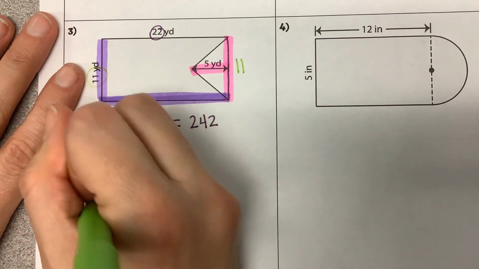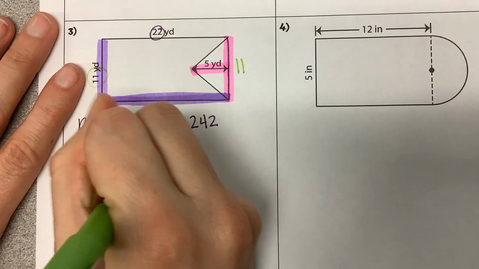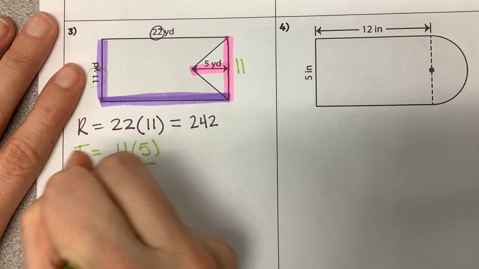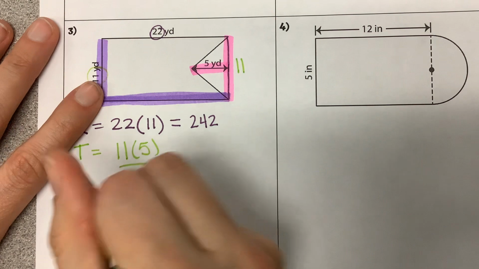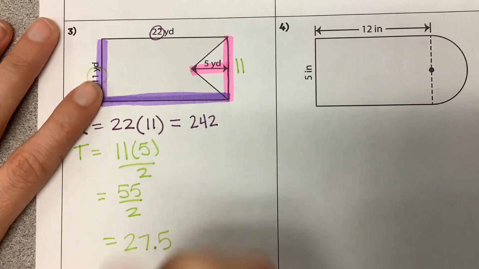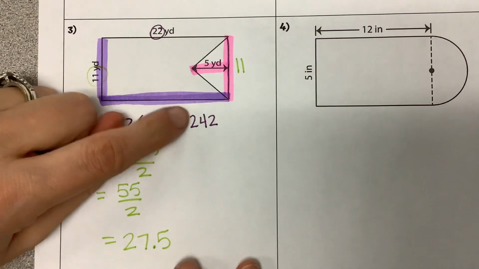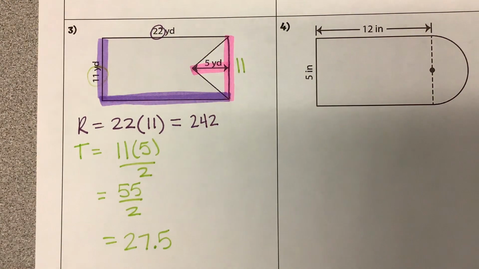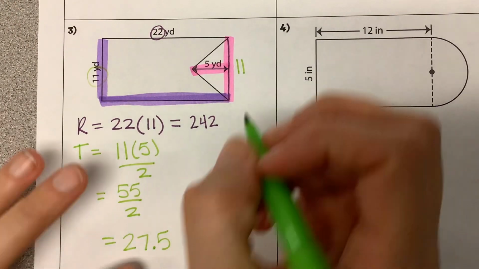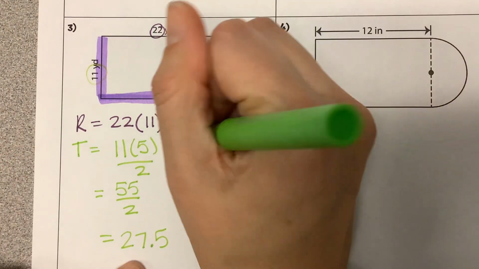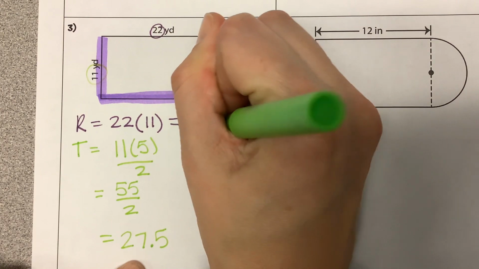So that equals 55 divided by 2, which is 27.5. Then for our total area, we're going to be taking the big rectangle, we're going to be taking that big rectangle and subtracting this small one, 27.5.